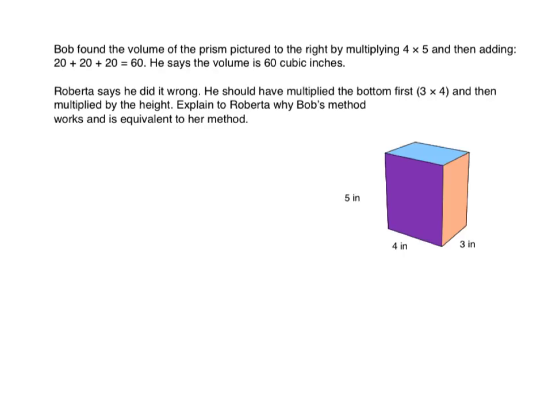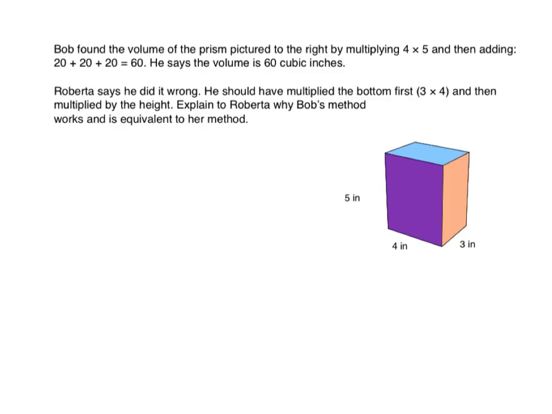Okay, this is interesting, one of the more complex problems here. We're going to take this step by step and look at what Bob's talking about and what Roberta's talking about. Bob found the volume of the prism pictured to the right by multiplying 4 times 5, then adding 20 plus 20 plus 20 is 60. He says the volume is 60 cubic centimeters. Roberta says he did it wrong. He should have multiplied the bottom first, 3 times 4, and then multiplied by the height. Explain to Roberta why Bob's method works and is equivalent to her method.